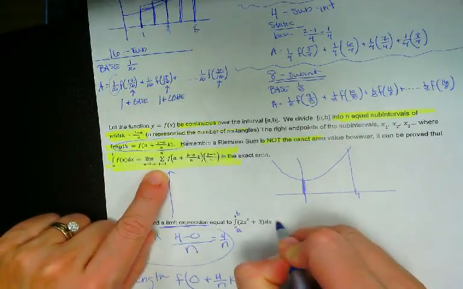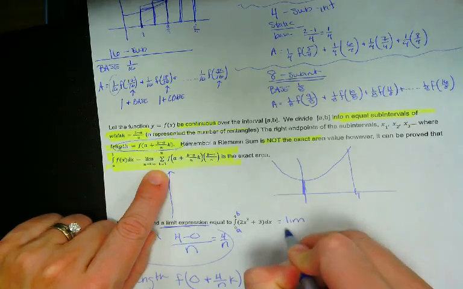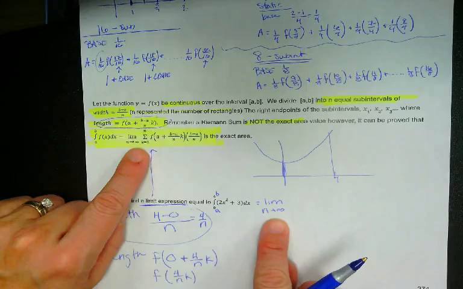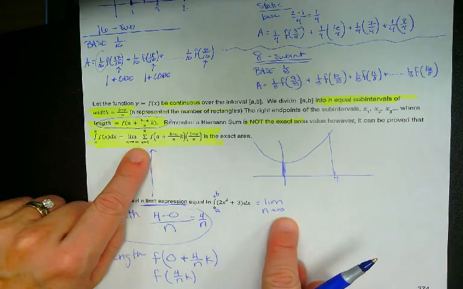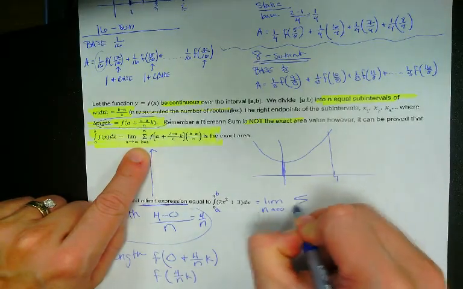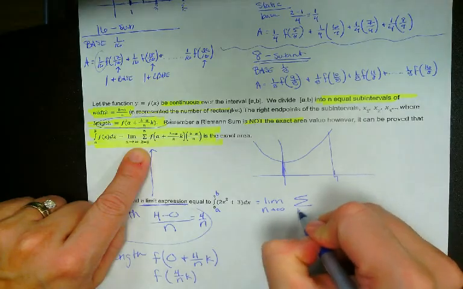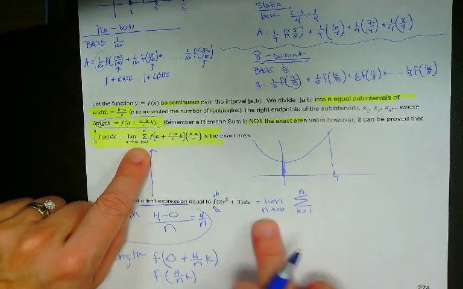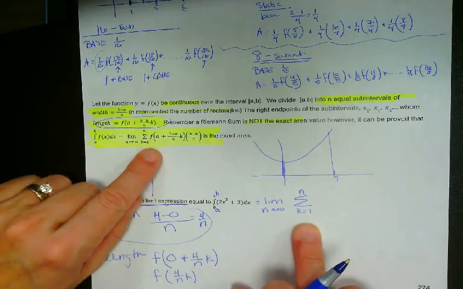So I'm just going to go back to my integral here and say this is equal to the limit as n approaches infinity, because in theory I want an infinite amount of rectangles. n is the number of rectangles. I want infinite of them. I want to add from k equals 1 to n. So that part's never going to change. That will always be the exact same thing.